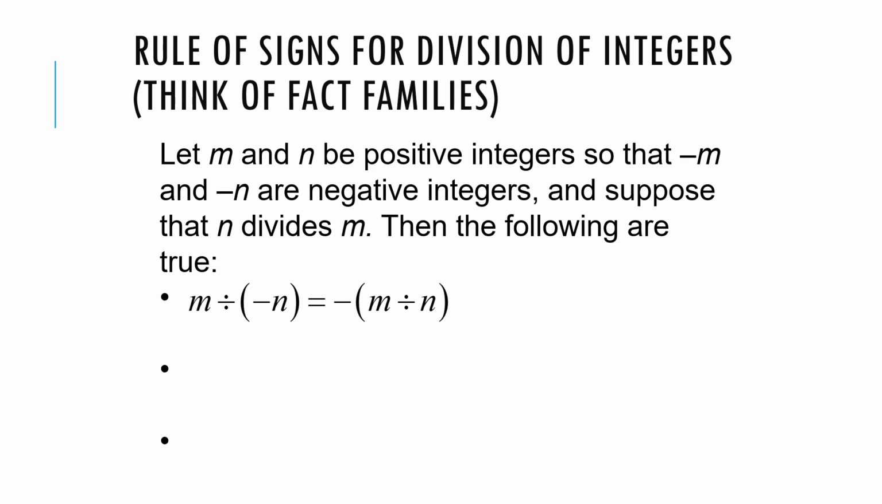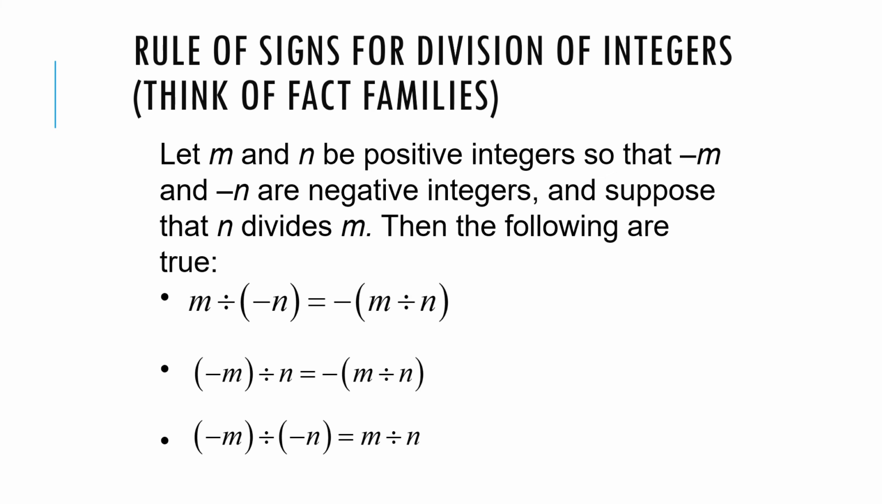M divided by negative n. If we divide by a negative, our quotient will still be negative. If we start with a negative and divide by a positive, our quotient is going to be negative. And if we have a negative integer divided by a negative integer, and they divide evenly, then we'll have a positive quotient. This is just like the rules of multiplication, right?